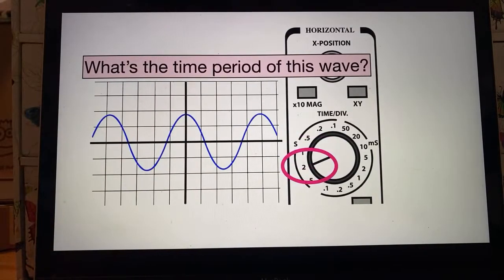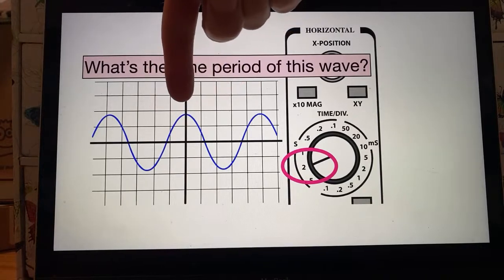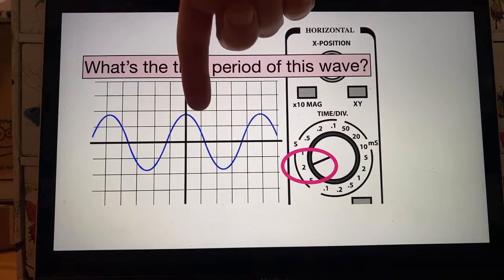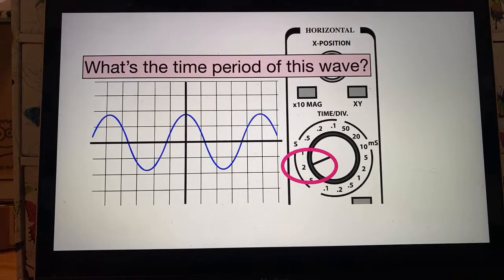All right, next one. So this time your time per division is on 2 seconds. And you've got the same wave actually, starts at the peak, goes all the way down, goes all the way up again after 1, 2, 3, 4, 5 divisions. What's the time period of that wave?